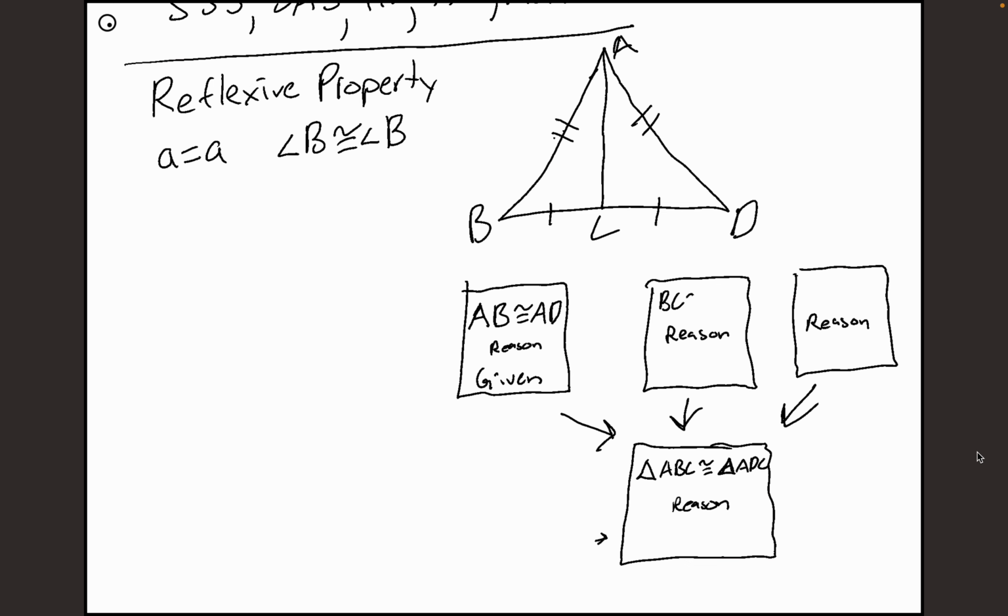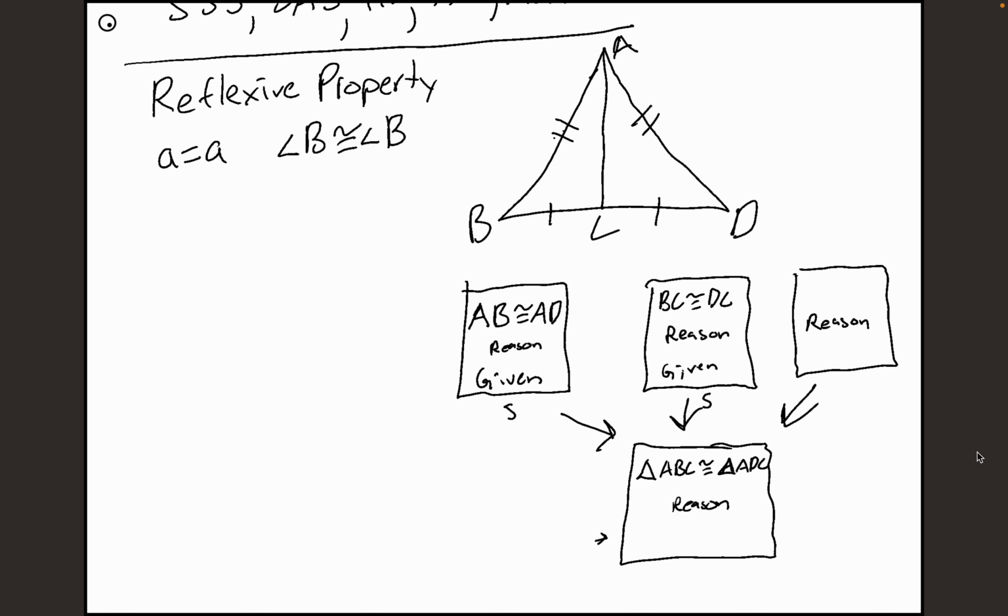BC is congruent to DC. And that's given. So right here, these are sides, and this is a side. So we need to figure out our last box right here.